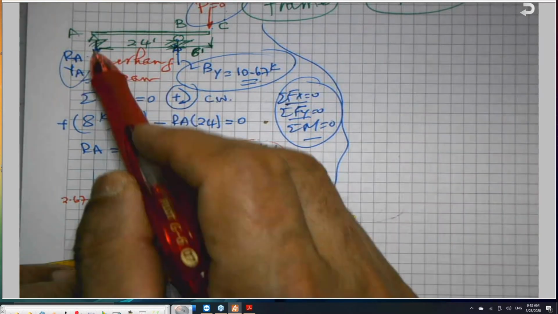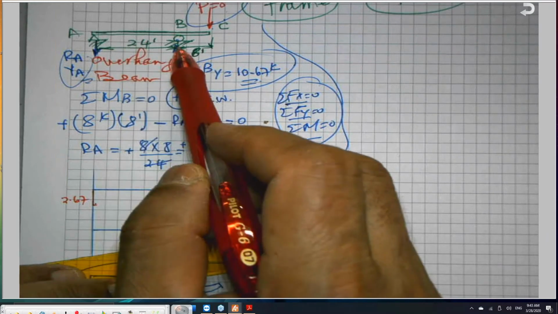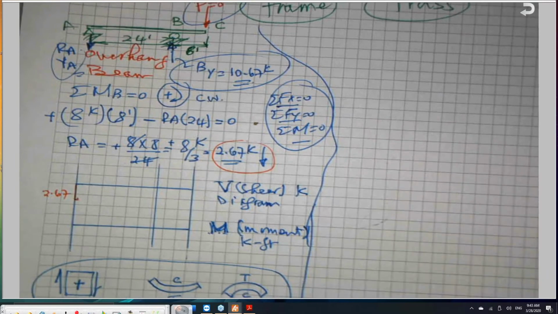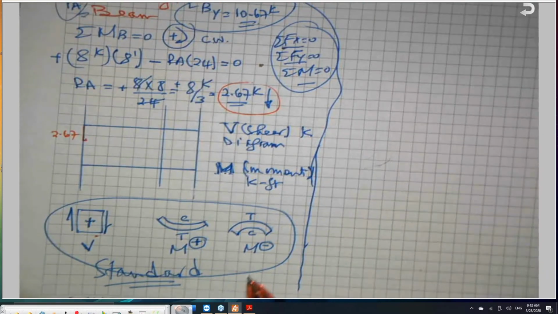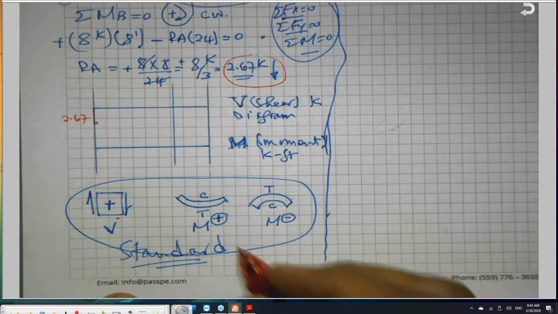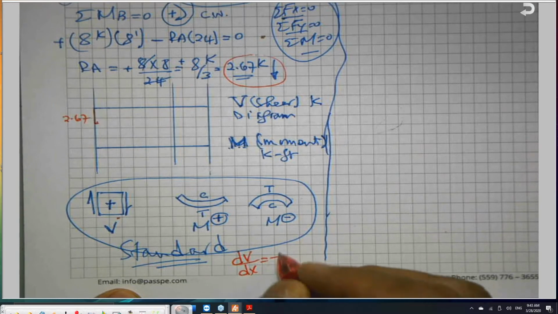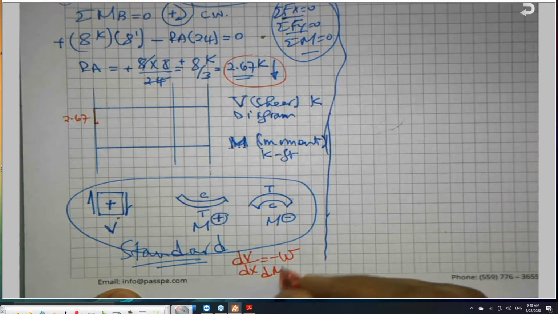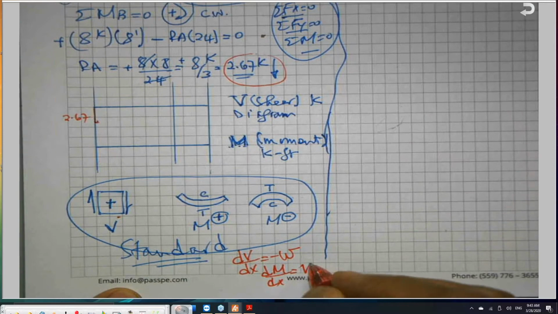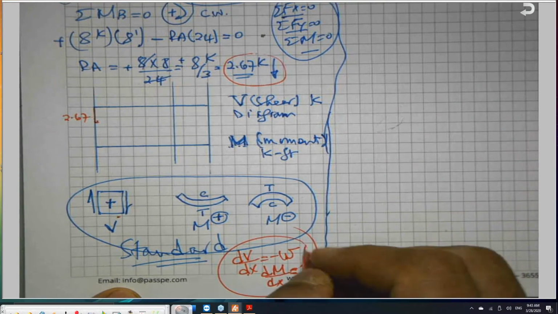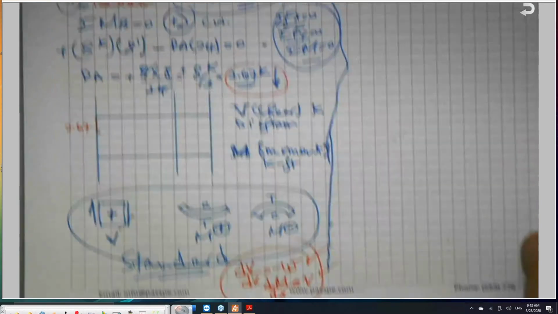After that, I need to move from A to B. There is no load between A and B. So there are two equations. I need you to remember them. These two equations are extremely important, and if you remember them, you will be able to draw any shear moment diagram. These equations are dV/dx equals negative w, and dM/dx equals V. The slope of the shear will give you the load with a negative sign. The slope of the moment will give you the shear. Please try to remember them.